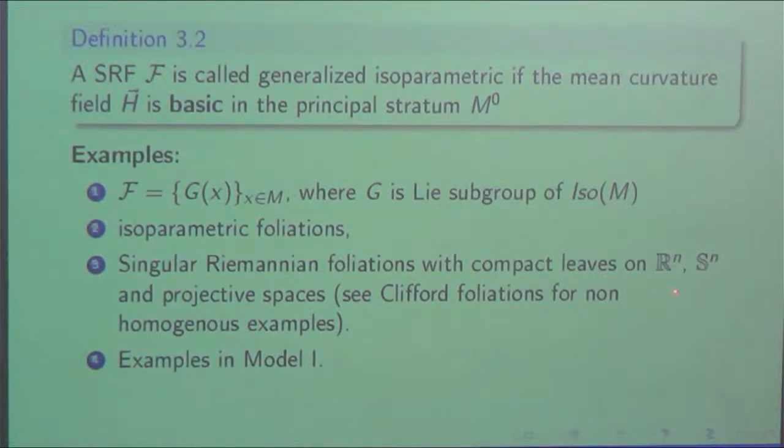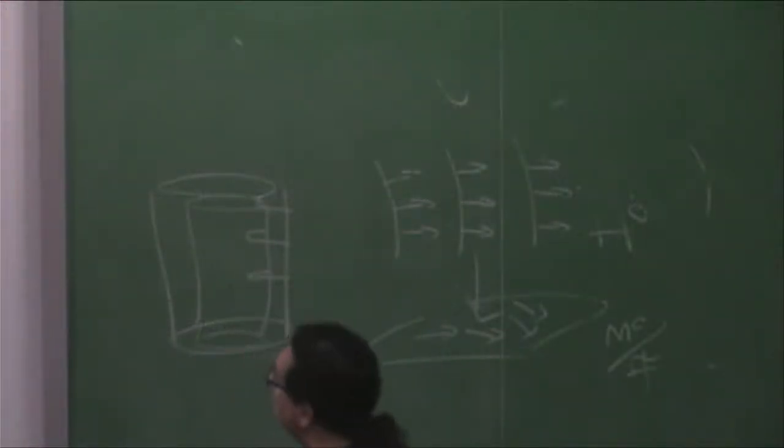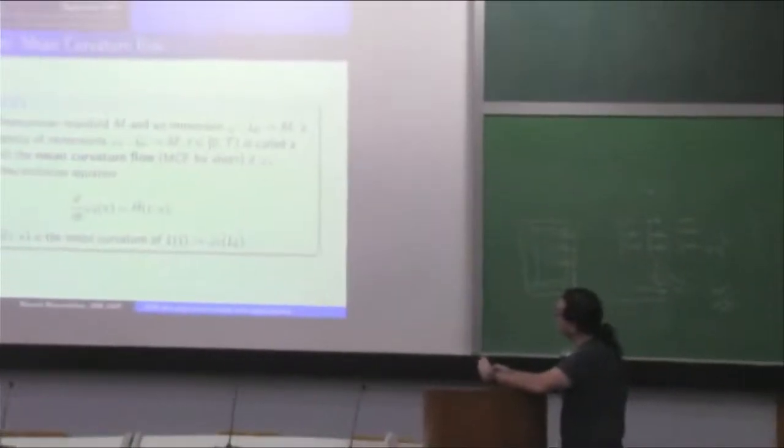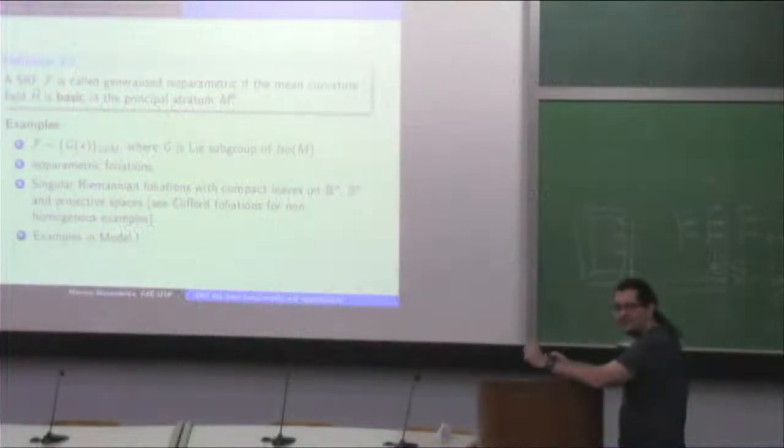Every singular Riemannian foliation in Euclidean space, sphere, or projective space is an example of model one. So we have here several examples where you have a mean curvature vector field, at least in the principal part, that projects to a vector field in this part. So instead of dealing with a complicated partial differential equation, we start to deal with vector fields that may be defined in a metric space. It's even easier to deal with vector fields in a metric space than partial differential equations sometimes.